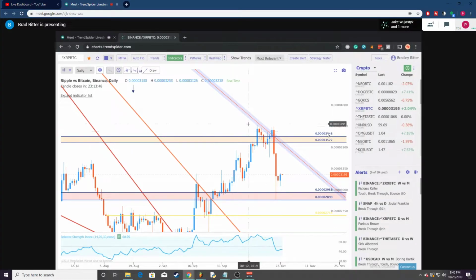But eventually we're going to pull all the way back. And where do we pull back? We pull back to our zone of interest here. And it was off this trend line here.